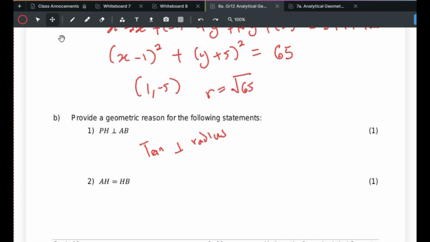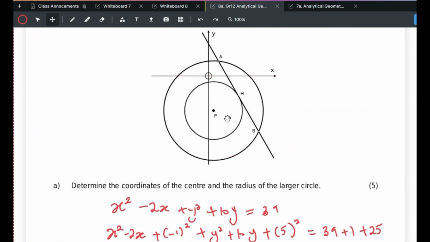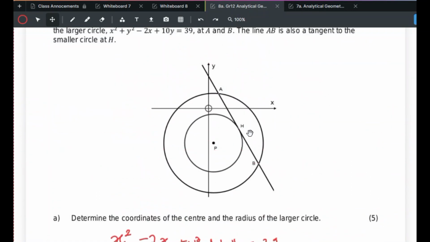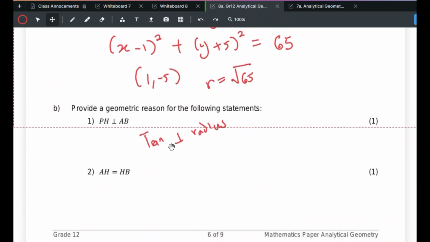And why is AH equal to HM? AH equals HB, AH equals HP. That's interesting. Oh, this is crazy. Line from center perpendicular to midpoint. Right. So a line from center perpendicular to chord bisects the chord. That's it. That's theorem 1, right?